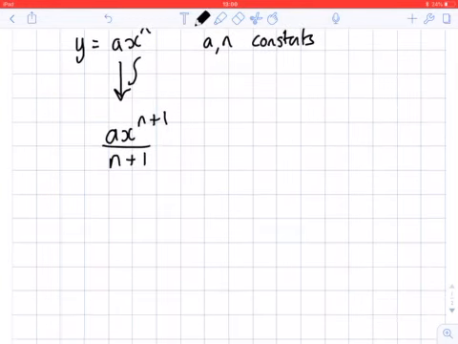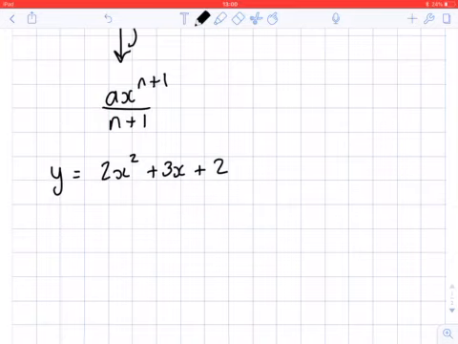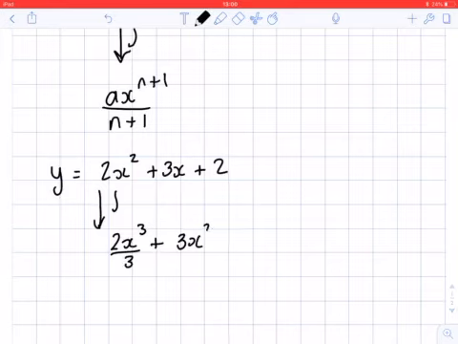So applying that to just some generic equation, y equals 2x squared plus 3x plus 2, integrating, we get 2x cubed over 3, add 1 to the power divided by new power, 3x squared over 2 plus 2x, and then we're going to add in this constant of integration, which I'll talk about in a second.